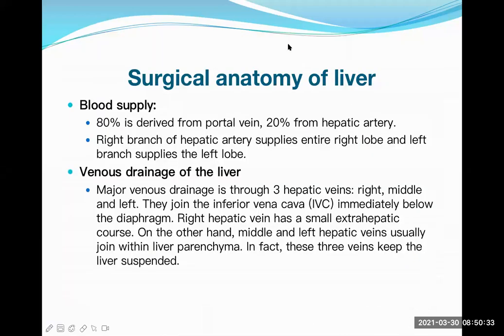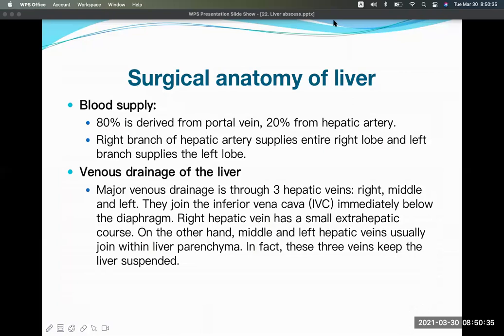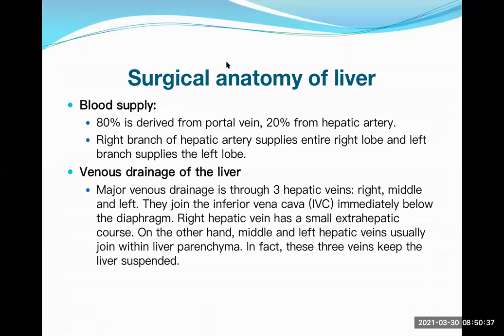Now, the more important point regarding the surgical anatomy is the blood supply. If your teacher asks any question, it is from the blood supply. The liver receives blood supply from two sources. 80% of the blood goes to the liver through the portal vein. This is venous blood, remember this. And this portal vein has a different type of structure.